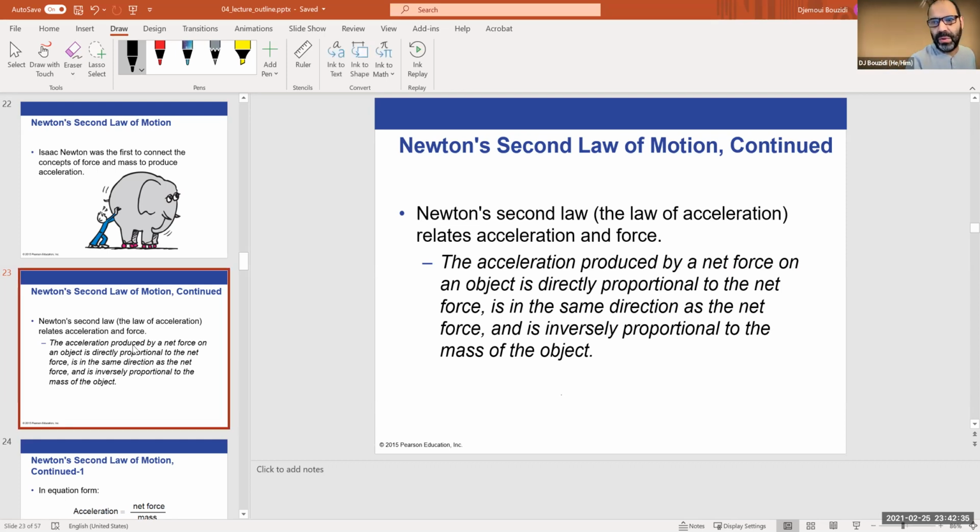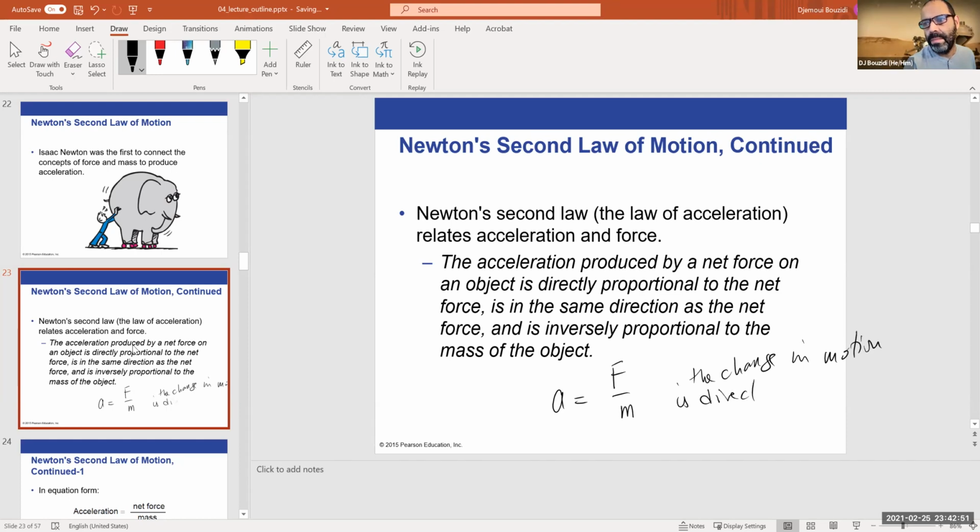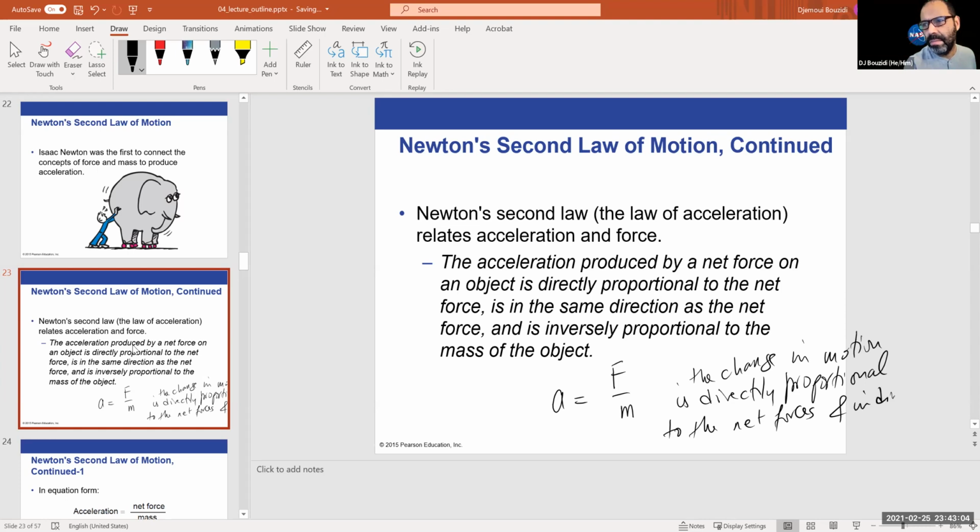If an object is under net force, that will result in an acceleration that is inversely proportional to the mass and proportional to the force. So the change in motion is directly proportional to the net force and inversely proportional to its inertia.